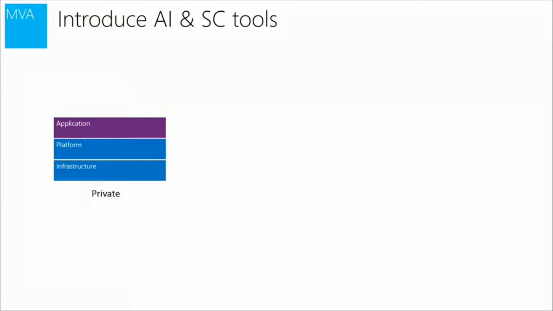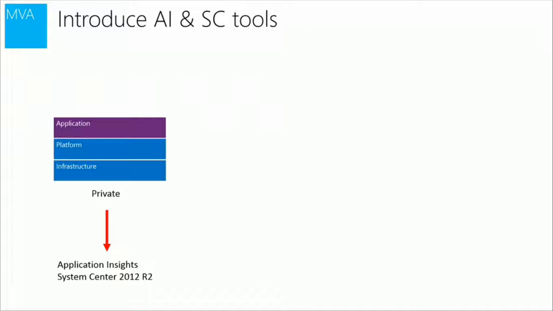So if we move back to that model again that we spoke about earlier in the different slide around private, public and hybrid scenarios, we understand the key areas around private: our own infrastructure, the platform above it, and the application might be housed on that area. This is where Application Insights and System Center 2012 R2 play a key role.